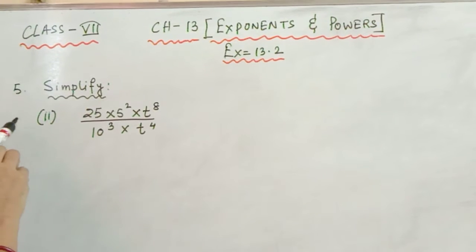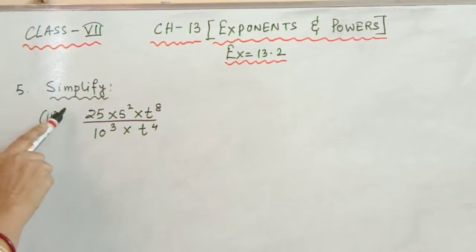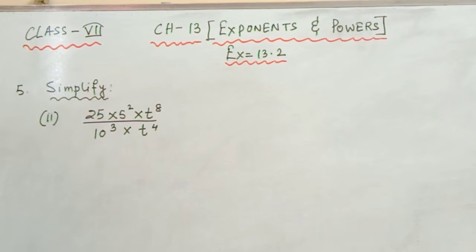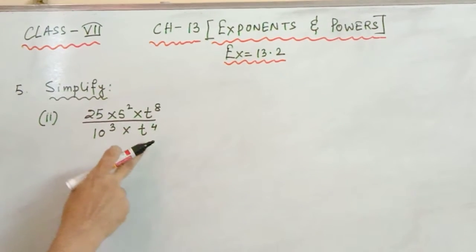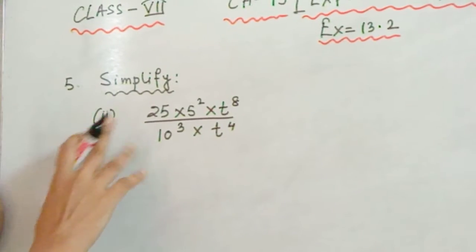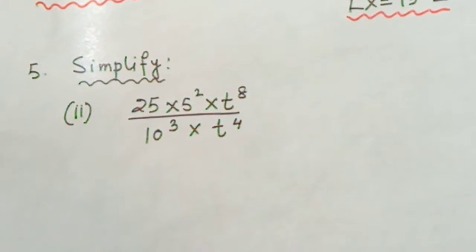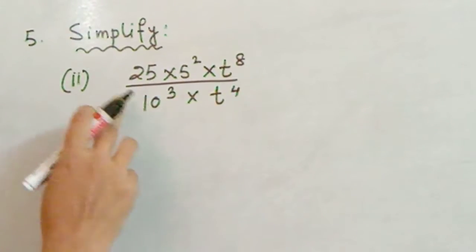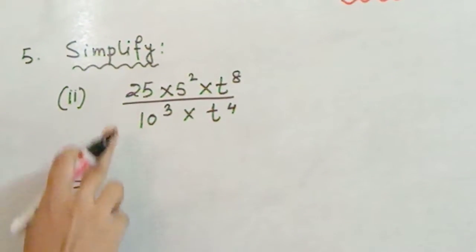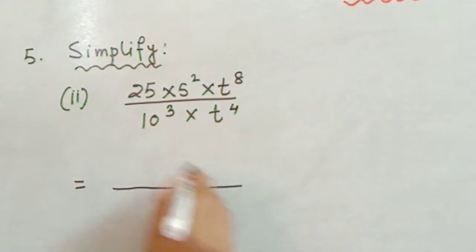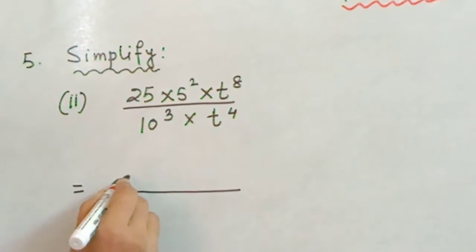Today we will do question number 5, simplify, from exercise 13.2, chapter exponents and powers. You have to simplify and find the value. It is not written that you have to give the answer in the exponential form, so you have to find the value. Now check that all the numbers are not in their prime factor form, so the first work is to write the numbers in their prime factor form.